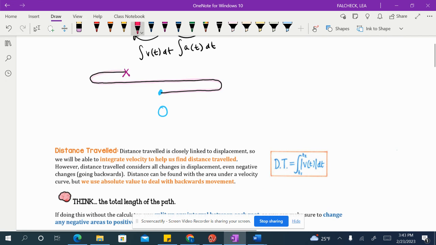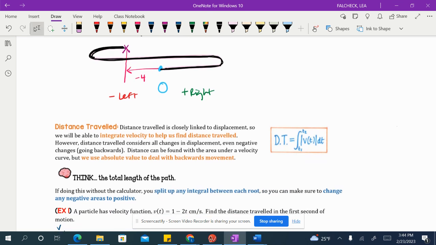Versus displacement. Remember, displacement, all we care about is how many units to the left of the origin this guy ended up. So we would say maybe his total displacement was -4 units or something like that. The negative tells us that we are to the left of the origin, whereas if it was a positive, they would tell us that we are right of the origin. But in total distance traveled, this counts as distance traveled, this counts as distance traveled, and this counts as distance traveled. So we have to account for the fact that movement is movement, and it needs to be accounted for.